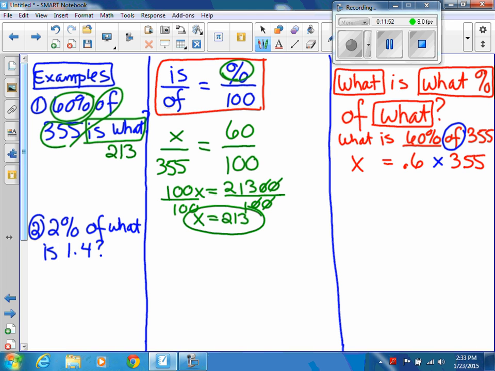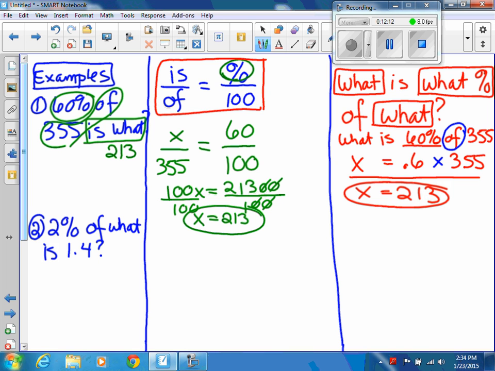Well, this right here looks exactly like what we've been doing on our problems so far. We were finding our tax and tip and our discounts and all that. So we have 0.6 times 355, and guess what we wind up with? We still get 213. And there's our answer. That's all we're looking for.